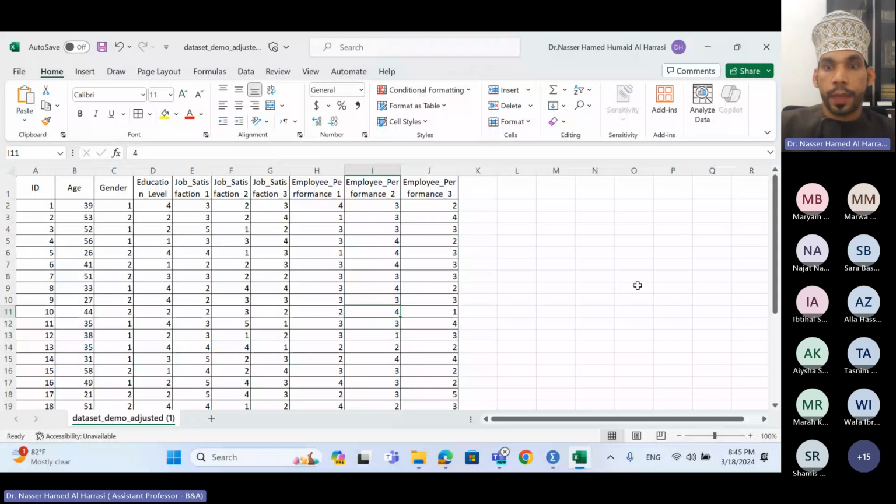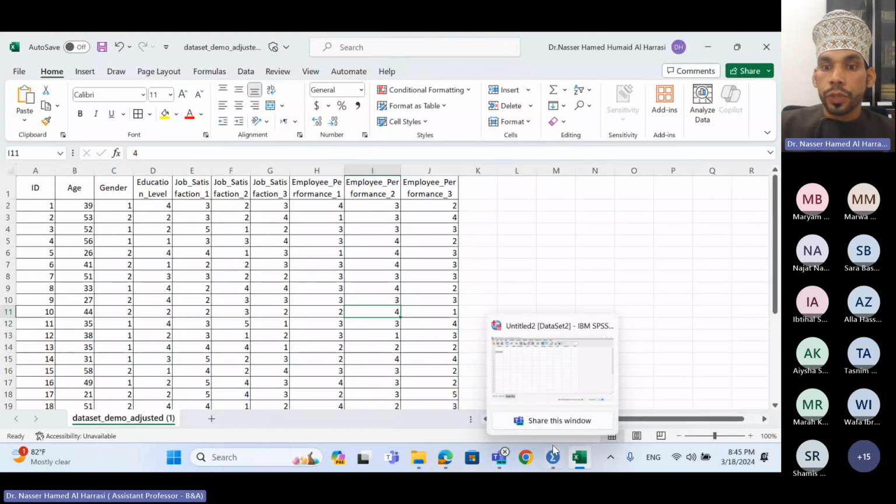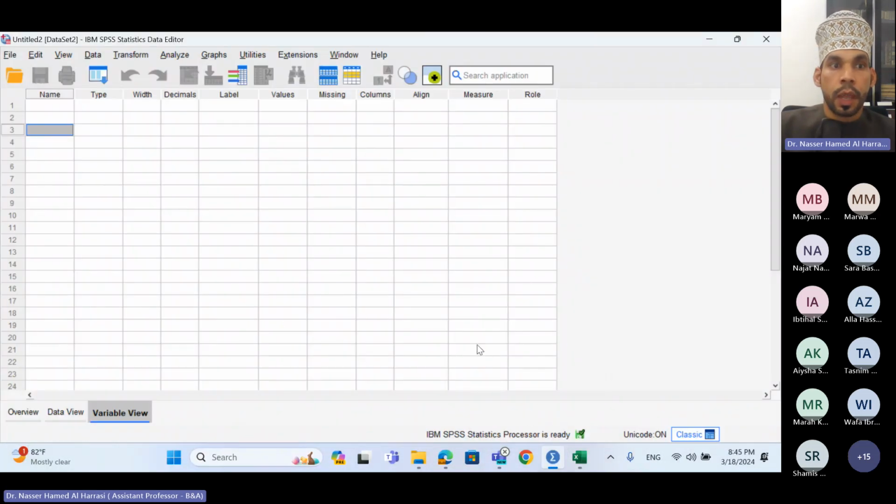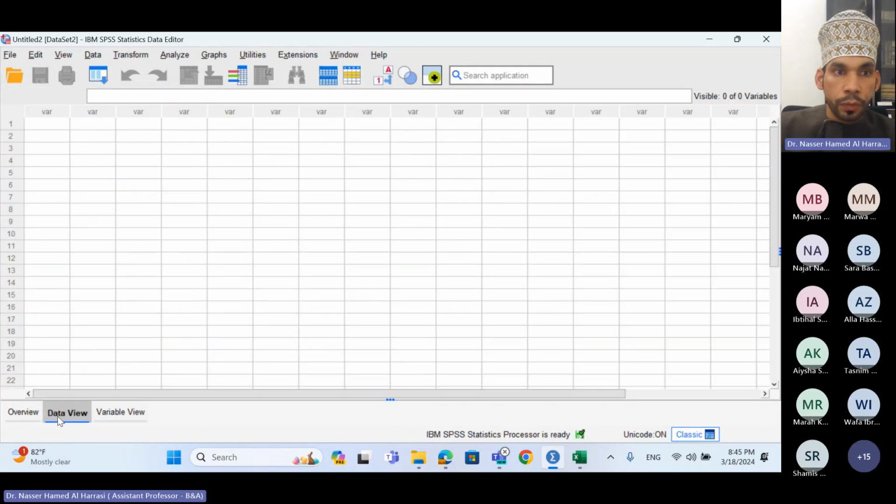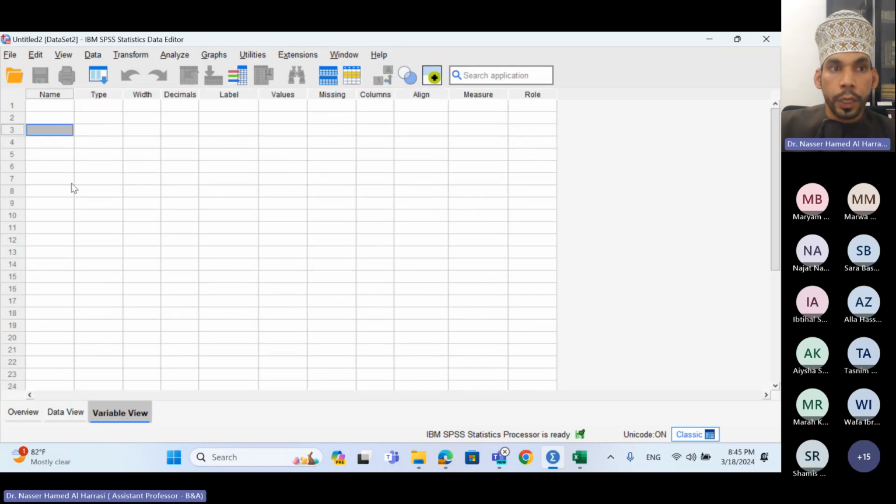Okay. Now, we will move to the software, SPSS. The first thing we need is to create the variables. Here we are having data view, where we are going to have all the respondents. And here we are having variable view. Here we are going to generate our variables, to define the items, the questions in our data sets.